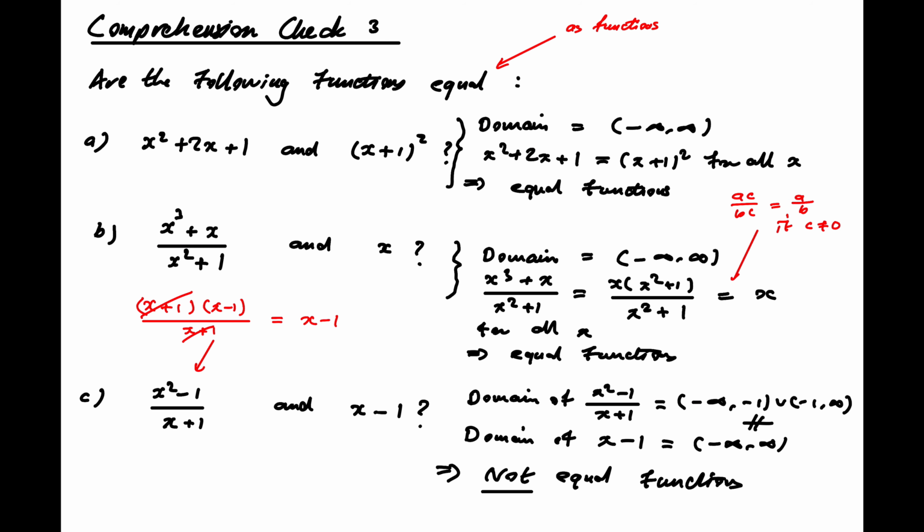But remember what we've just done. The only way you could cancel this off is if your c, i.e. your x plus 1 in this case, is non-zero. But if x is equal to minus 1, this fails. Okay, so this is only true for x not equal to minus 1. If x is equal to minus 1, there's no equality. One side doesn't even make sense.